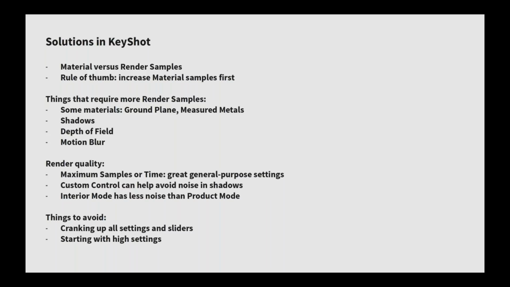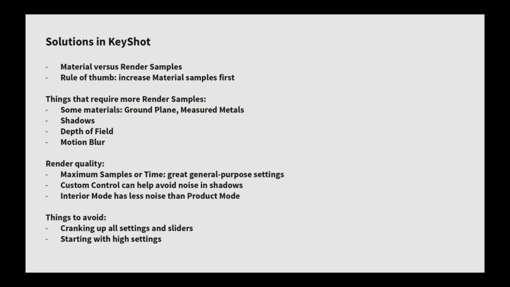Now, there are a few things that just require more render samples, those samples you set in the output dialog, and that includes some materials like the ground plane, shadows on the ground plane object and the ground material, as well as measured metals. They just require more general samples. Shadows as well, shadow regions on objects, depth of field, motion blur for those working with animations. They just require more scene render samples.